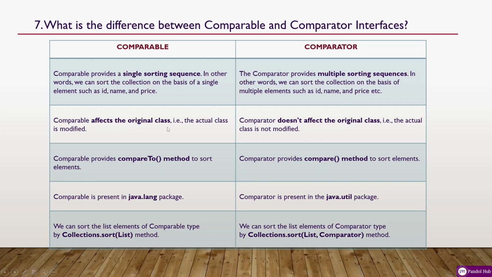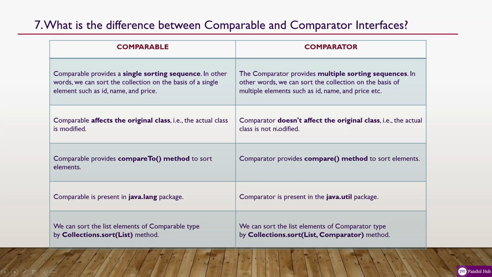Comparable affects the original class, that is, the actual class is modified. If you want to use the Comparable interface, you are going to implement that in the original class. For example, you have an Employee class, then you have to implement this Comparable interface in the same class, and write the sorting sequence in the same Employee class.